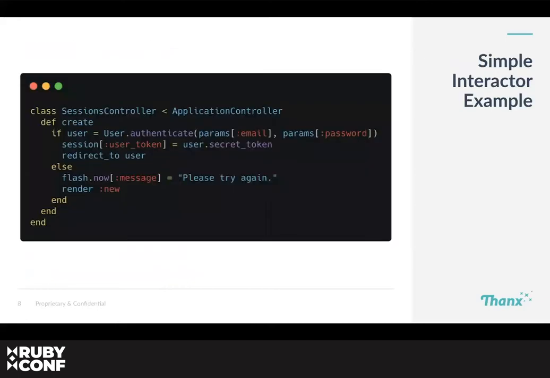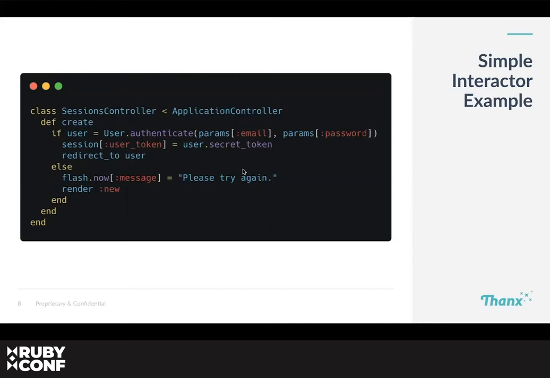So, diving into a quick example. This is a contrived example that is also described in the Interactor README. In Rails applications, the sessions controller's create method authenticates a given user. In this case, there's an email and password parameter that's passed into the create method of this controller. And this is a basic example.